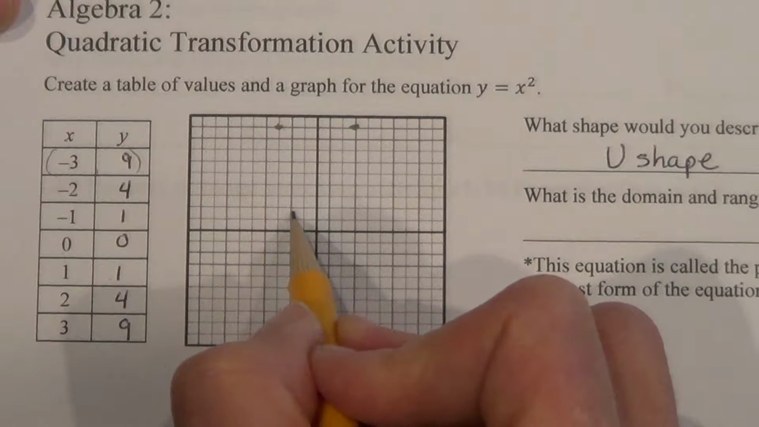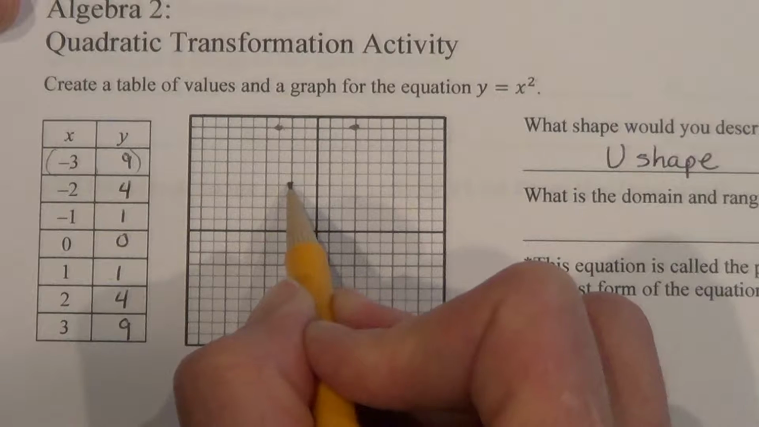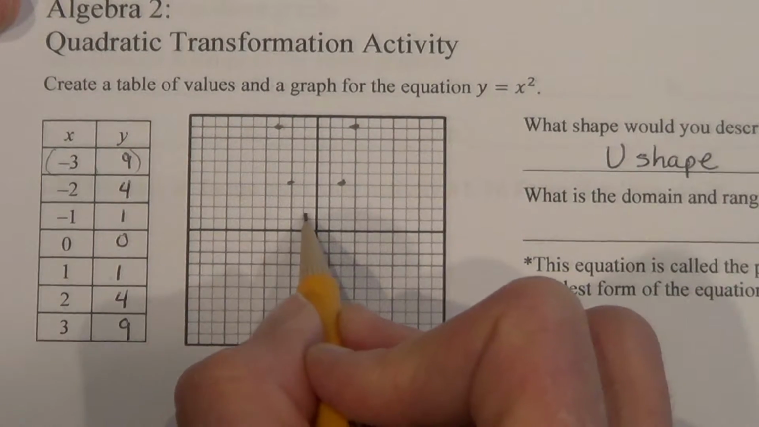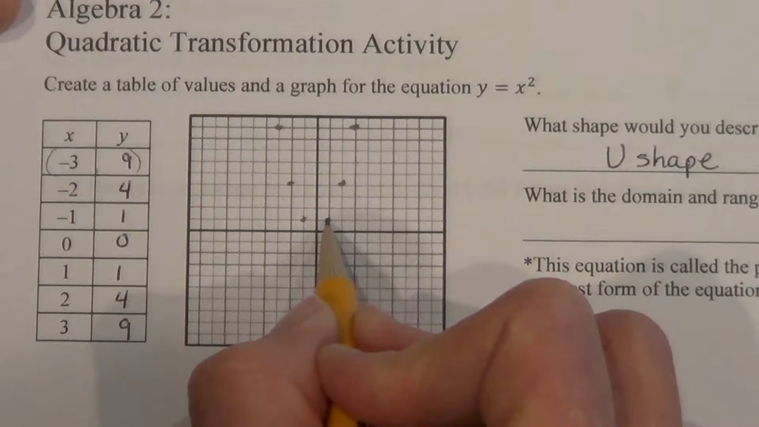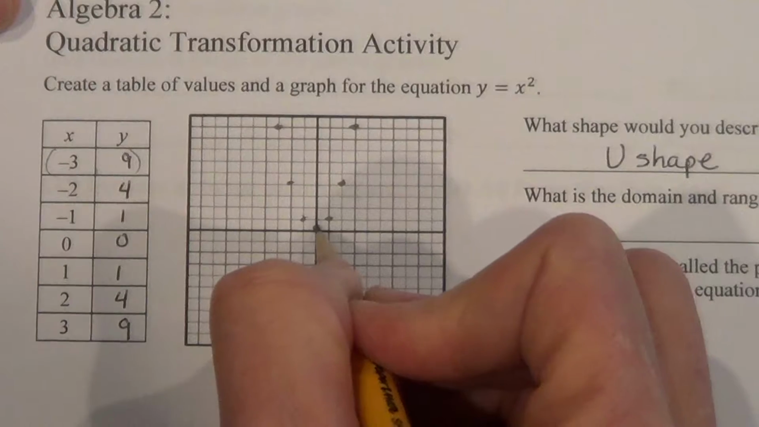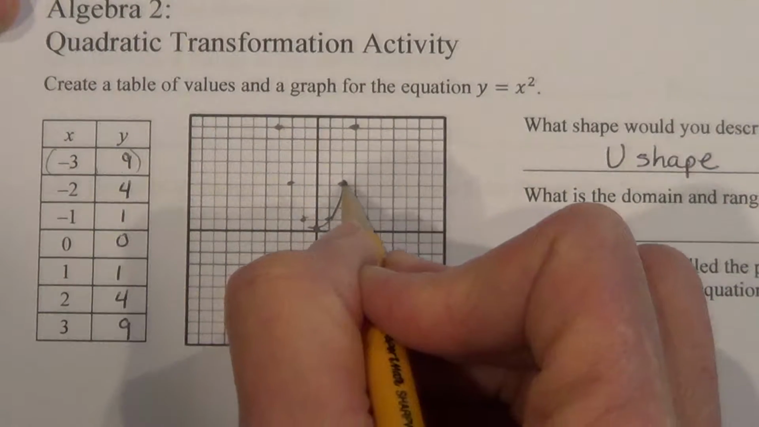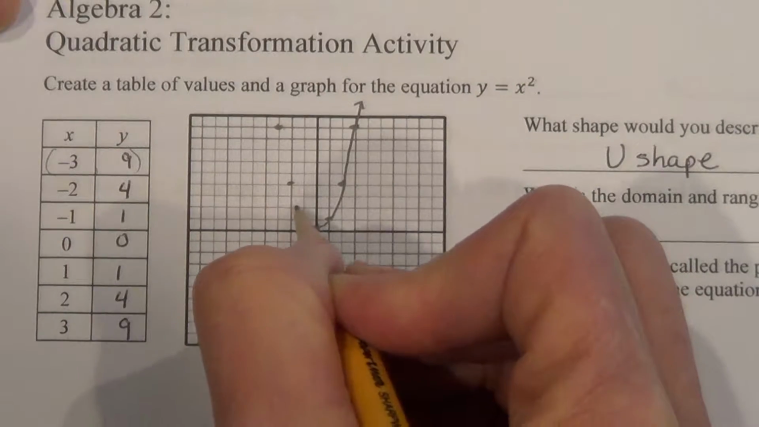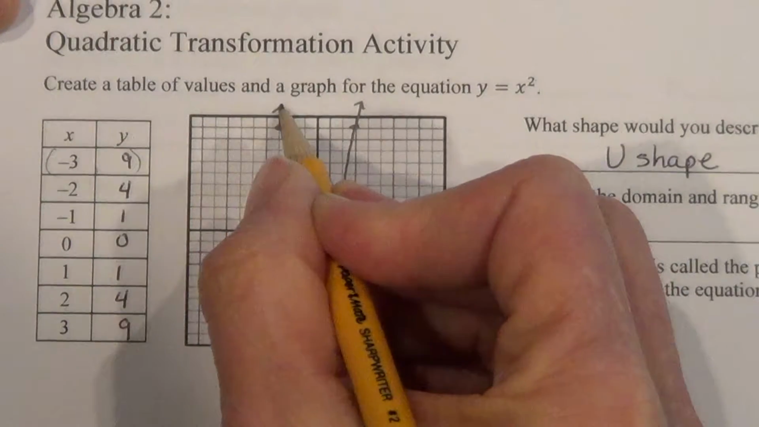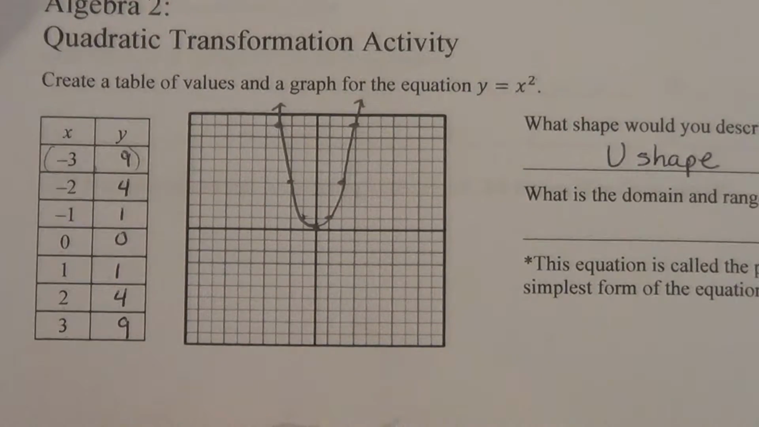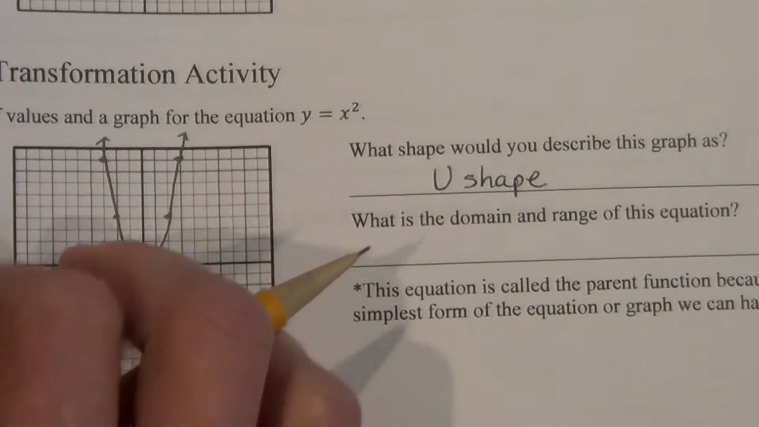-2 is 4, and right across from it is +2. -1 is 1, across from it, +1, and then 0. And what we notice here, we don't get a V, but we get a U shape. And that's what we explain in the shape.